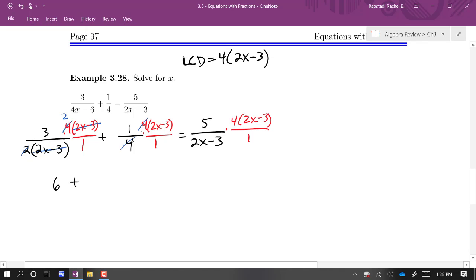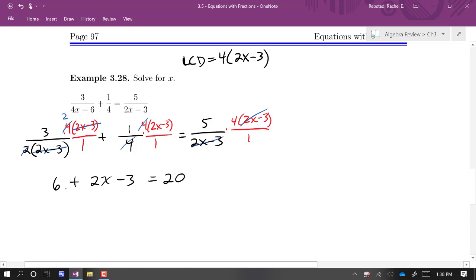In the middle term, the 4's cancel, and I'm left with 2x minus 3. And then on the other side of the equation, the 2x minus 3's cancel, and we're left with 5 times 4, which is 20. So there's an equation, a linear equation, with no fractions, right? The denominators are all 1.